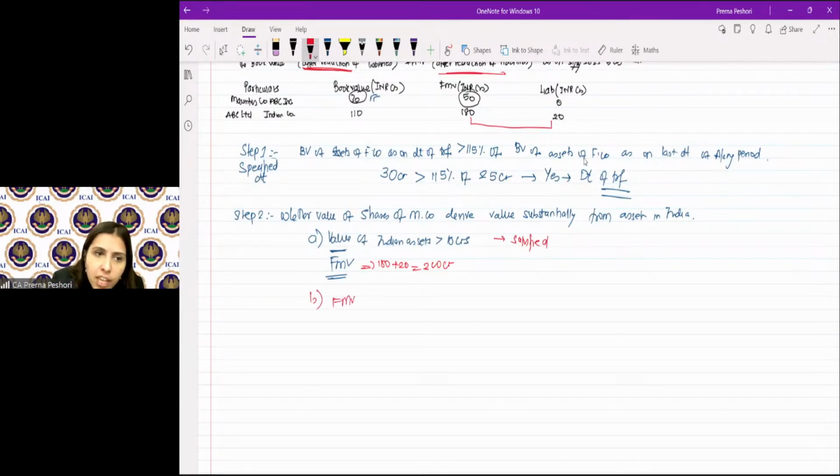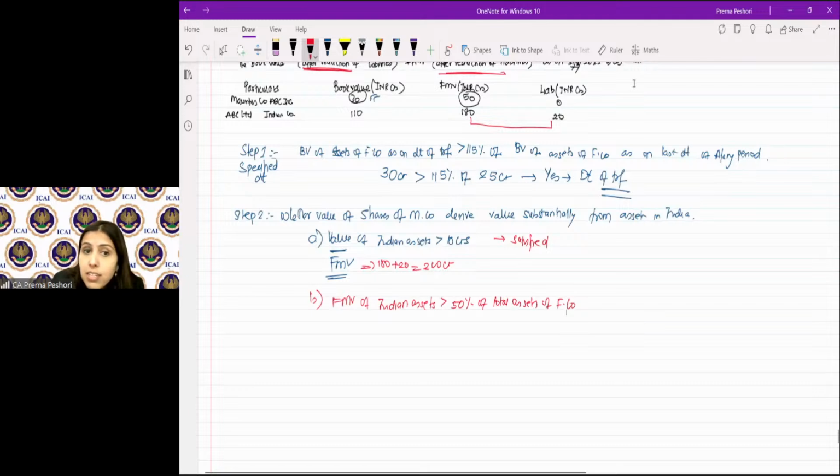Second, whether the FMV of Indian assets is greater than 50% of the total assets of the foreign company. Again, you take it as on the date of transfer. So what are the total assets of the foreign company? 50 crores. Total assets of the foreign company are 50 crores. And the value of the assets of the Indian company is how much, students? 200 crores.